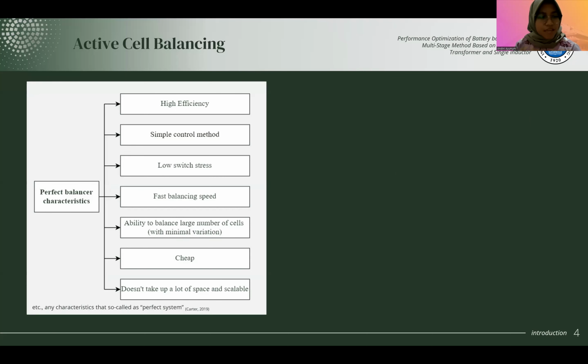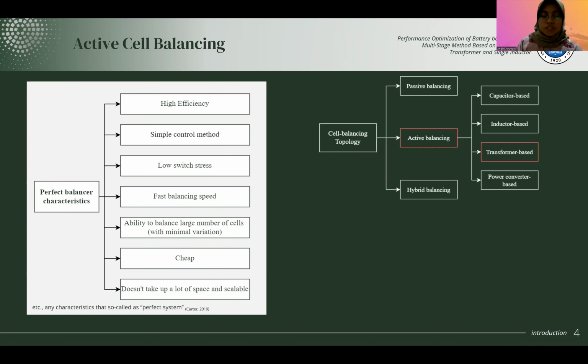But the question is how to create the perfect balancing characteristic for our system. Of course, a perfect system includes high efficiency, simplicity, fast balancing speed, low heat, and it doesn't take up a lot of space.